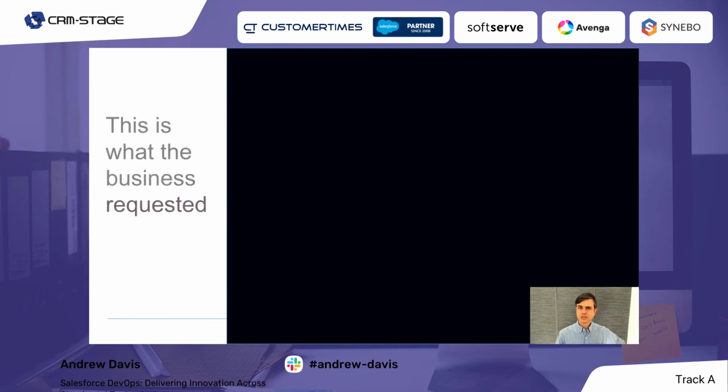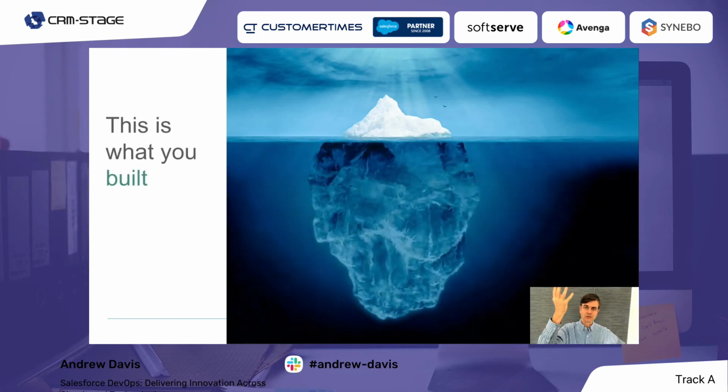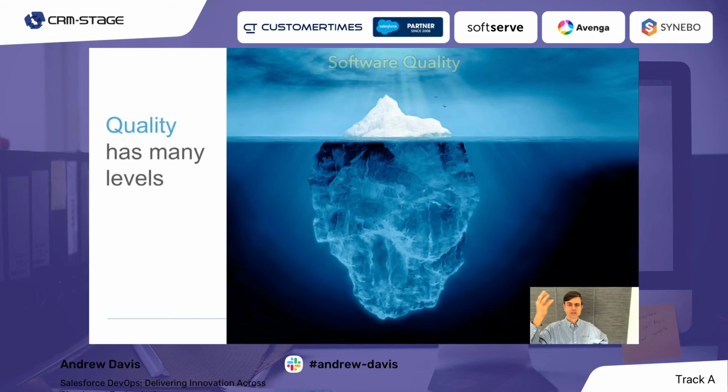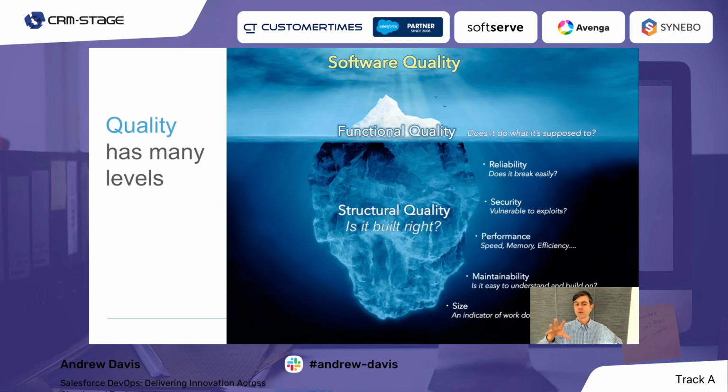So this brings you to the topic of quality and testing. When you think about what people requested, it's like the tip of the iceberg. But what you build is this whole body of the iceberg. And so we can think about quality in these two levels. Quality has functional quality: do things do what they're supposed to do? But it also has structural quality: have you built things the right way?